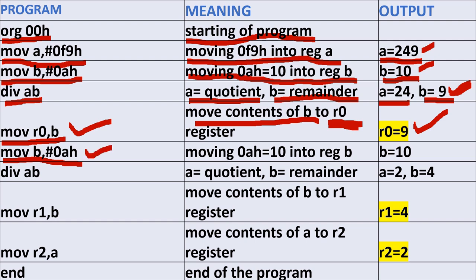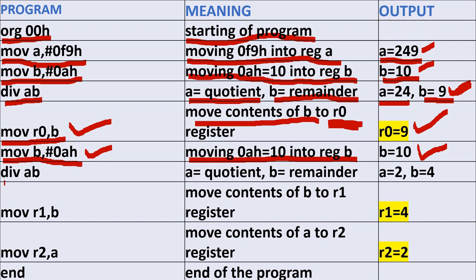The next instruction is MOV B, #0AH. Again in register B we are taking the value 10 or 0A for division purposes, and therefore now my B becomes 10, because I am moving the number 10 or 0A into register B.